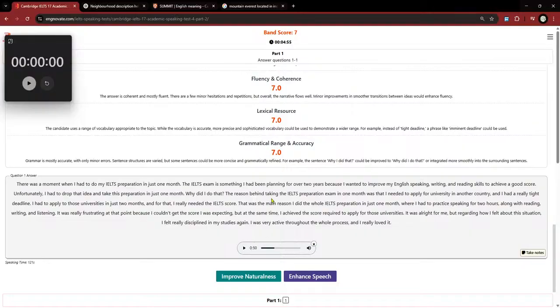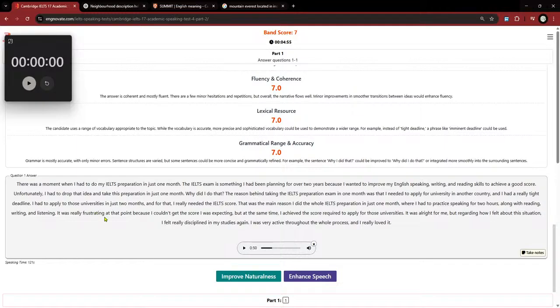The reason behind taking the IELTS preparation exam in 1 month was that I needed to apply for university in another country, and I had a really tight deadline. I had to apply to those universities in just 2 months. For that, I really needed that IELTS score. That was the main reason I did the whole IELTS preparation in just 1 month, where I had to practice speaking for 2 hours along with the reading, writing, listening.